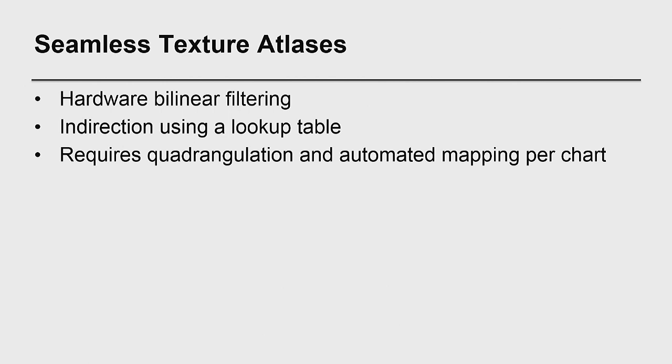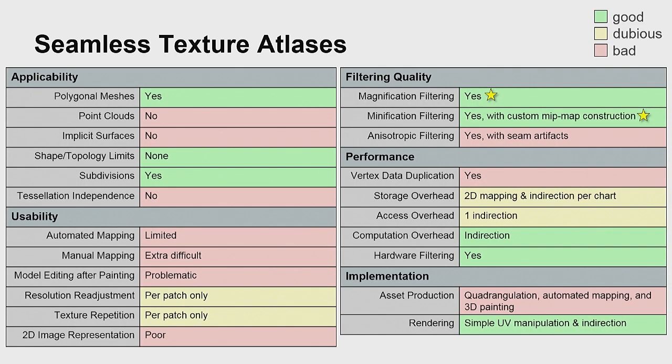However, we need to have an indirection, right, using that lookup table. That would have some performance constraints, of course. And it will require quadrangulation and automated mapping per chart. You could say that the mapping part is automated. However, you will have some difficulty controlling your UV mapping. So this is what the score sheet looks like. I want to start with the filtering quality part.